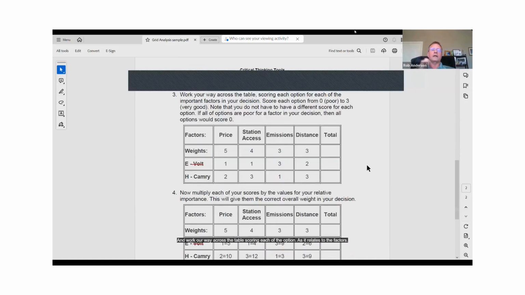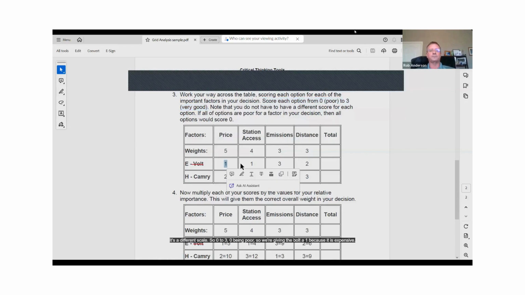and work our way across the table, scoring each of the options as it relates to the factors. So what this means is that we'll start with the Bolt, the all-electric vehicle. And as far as price is concerned, we're going to give it a 1 because it's very expensive. And by the way, each option is scored from 0 poor to 3 very good. So 1 to 5 is the ranking that we gave for the factors. 0 to 3 is how we're scoring the options. It's a different scale.